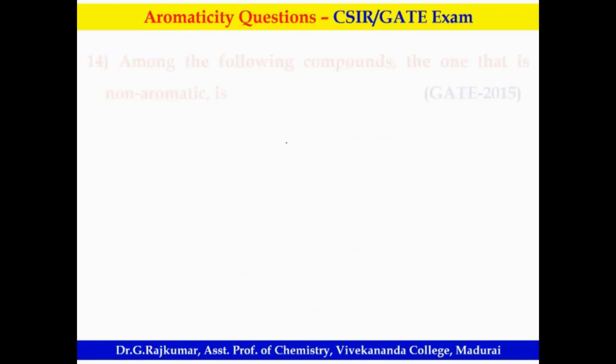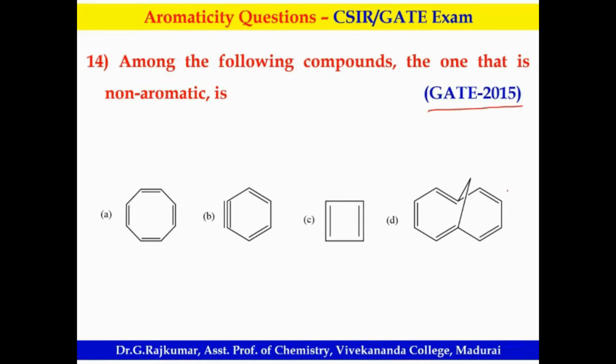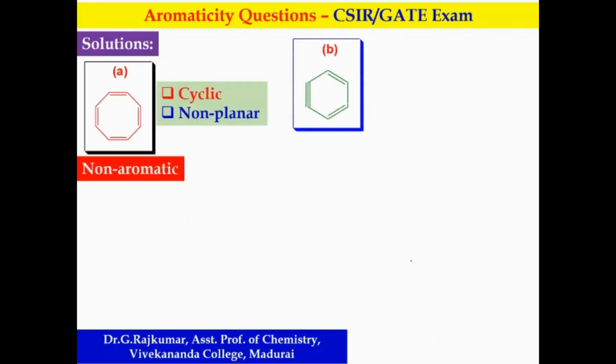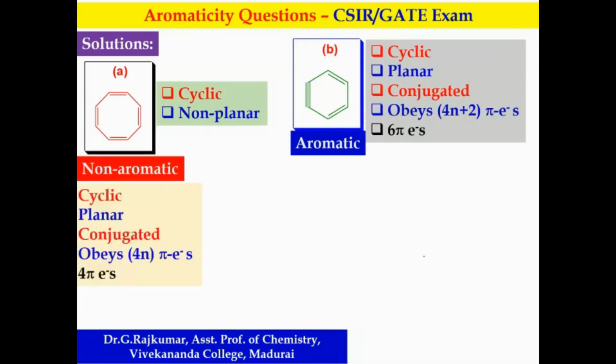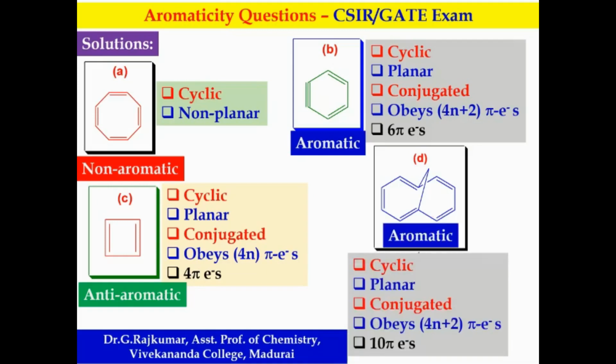Good. Next question. Among the following compounds, the one that is non-aromatic. GATE 2015 question. Option A. Cyclooctatetraene. This is benzene, aromatic. Option C, anti-aromatic. Option D is also aromatic. Look at this. Non-aromatic. Benzene is aromatic. Cyclobutadiene, anti-aromatic. This compound is aromatic.